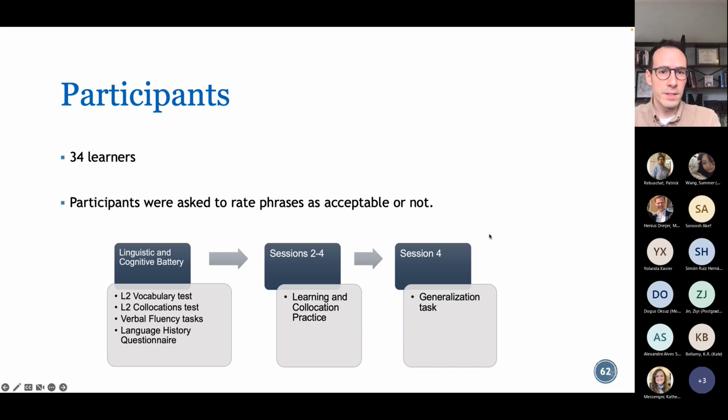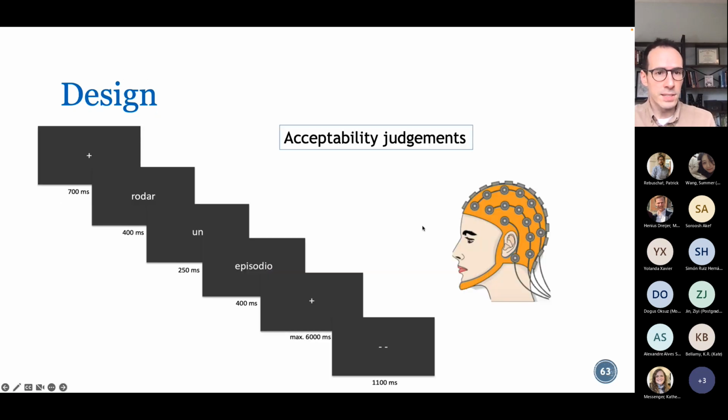So to test this idea, I tested learners that completed the same type of procedure I described in the previous study. With EG, they completed 3 practice sessions, and only after that they saw a generalization task where they were presented with new multi-word units, and they were asked to provide acceptability judgments, whether this was acceptable or not.